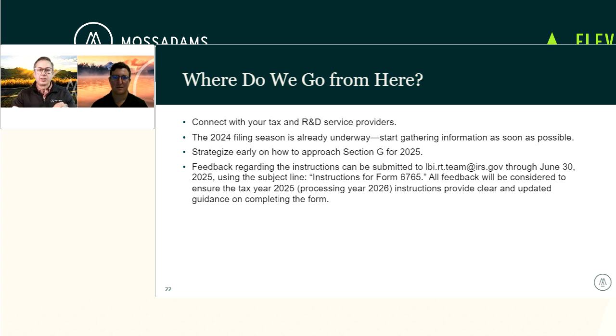Now, these changes are going to impact your 2024 reporting. I think it's really important that you reach out to your tax preparer, or if you have R&D providers, to confirm that they're aware of these updates and that you have all of the necessary details and the documentation in place to comply with Section G, even if you're not required to report it yet. I think that's important because if you think that you're still a ways off from being able to report this information, now is really the right time to put a plan in place.